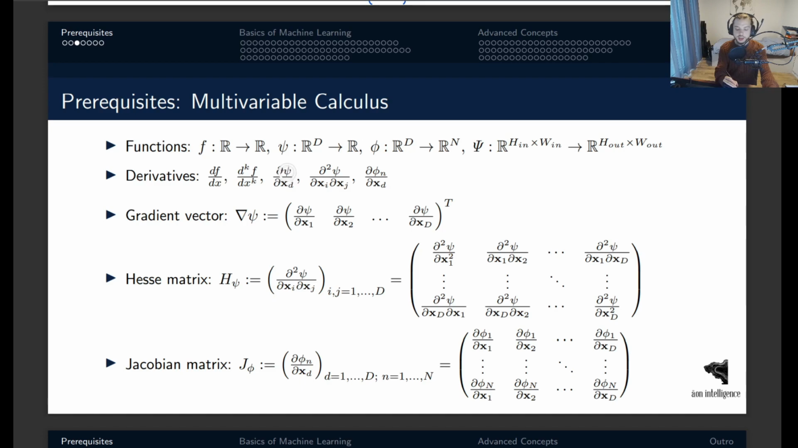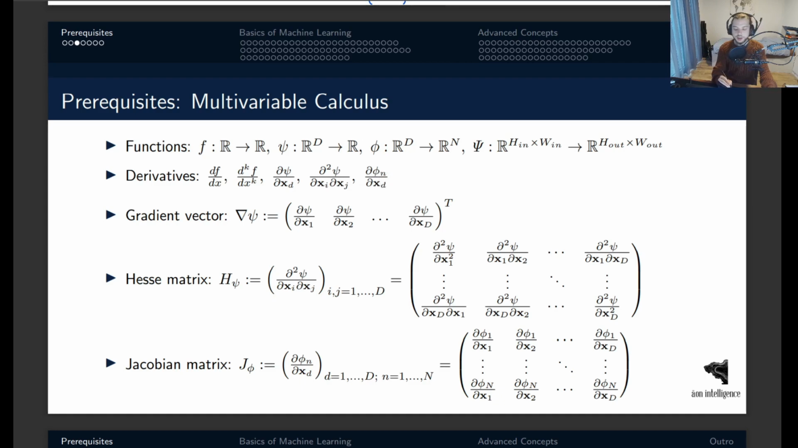And if f is at least k times differentiable, you can find the kth derivative with respect to that input variable. If you have a multivariate function that has a vector valued input, then you can find what's called the partial derivative of psi with respect to any of the entries of the input vector. You can also find higher order partial derivatives of this function psi. In this case, it's the second order partial derivative, first with respect to xi, and then with respect to xj.